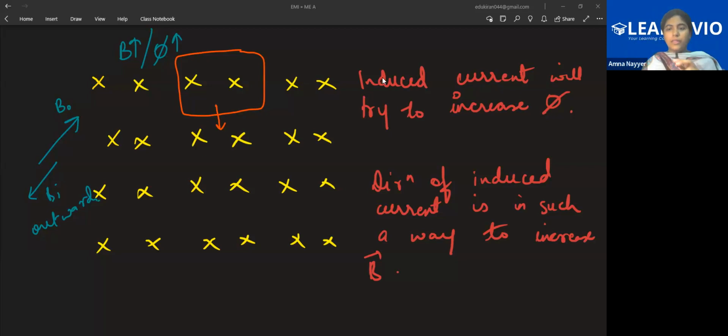Now look, thumb in this direction, curling of fingers. Which direction is this? Anti-clockwise. So the induced current will be developed in this direction, which is anti-clockwise.